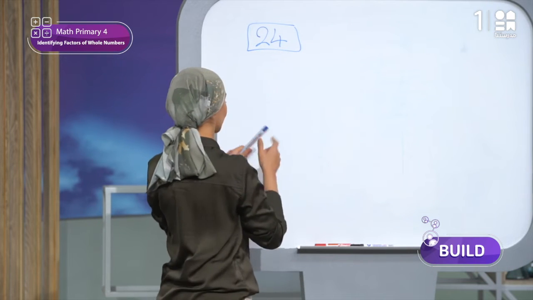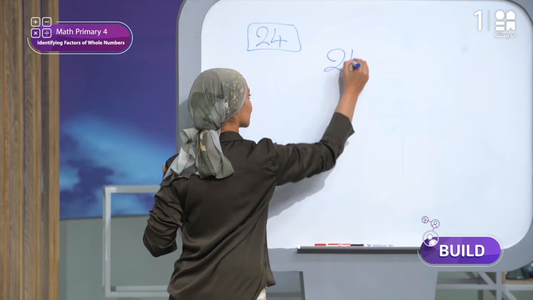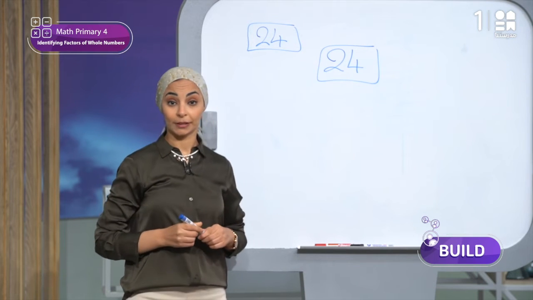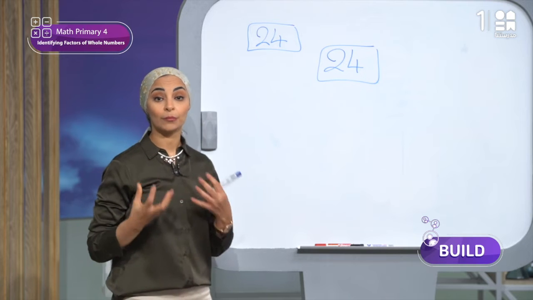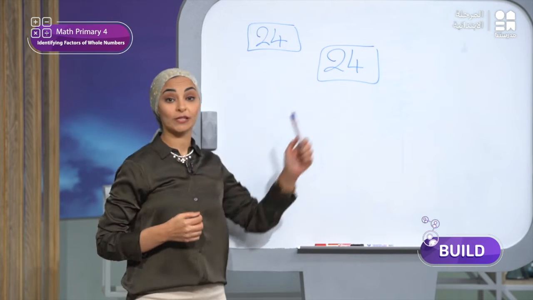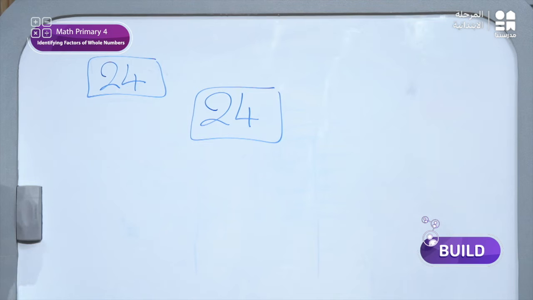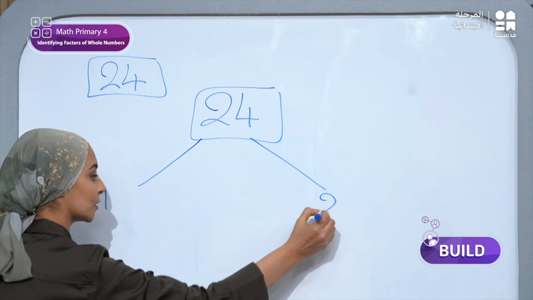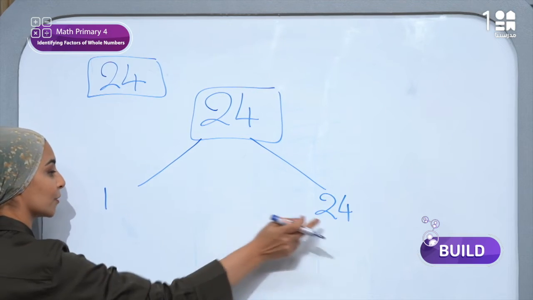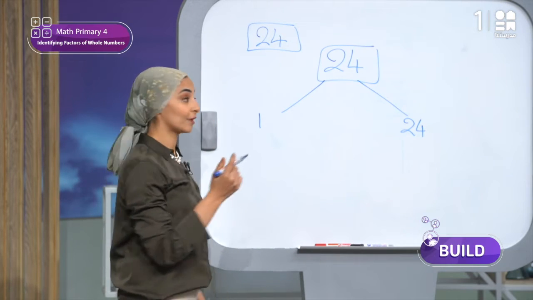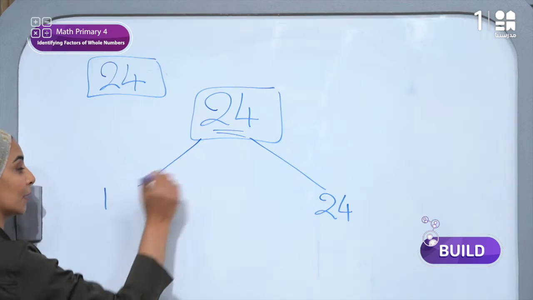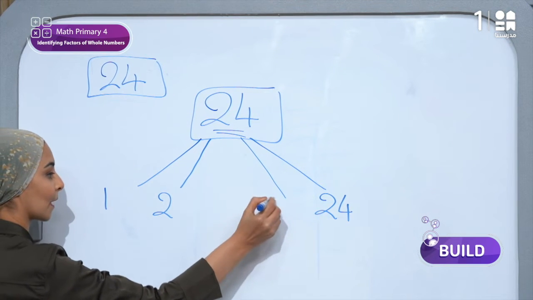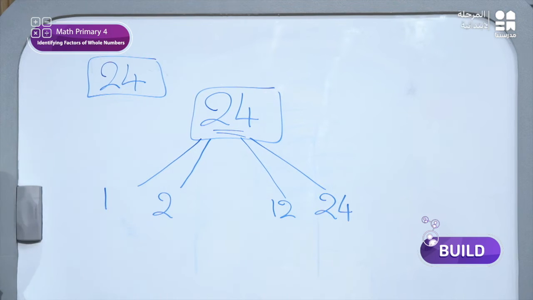Here I have number 24 like this. عايزة أكتب الفاكتورز بتاعته using the factor 3. طيب هشوف ايه ال two numbers times each other يدوني 24. Yes, as you know that 1 times 24 gives me 24. And these are the first two factors. طيب احنا عارفين ان 24 even ممكن استخدم 2 times 12. هو مش 2 times 12 also gives me 24.